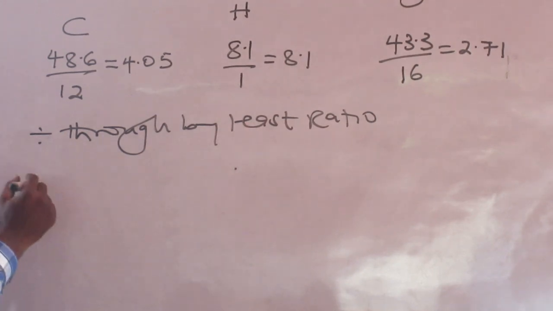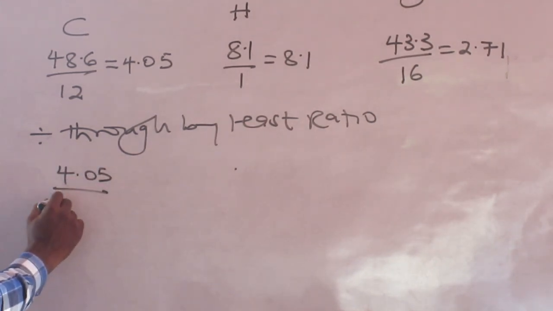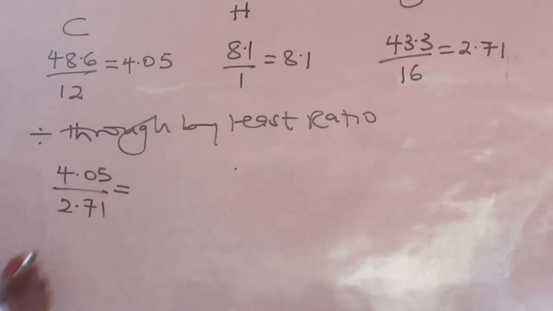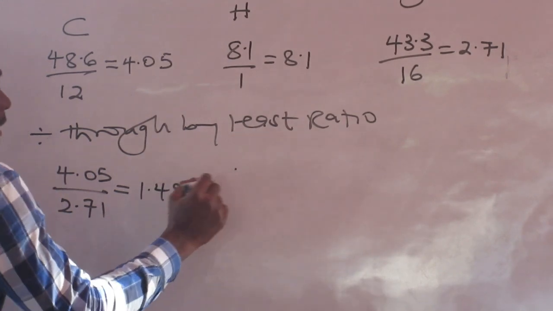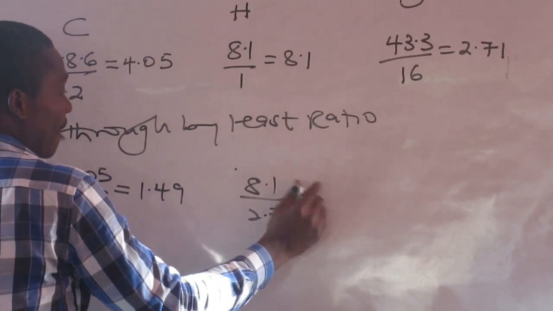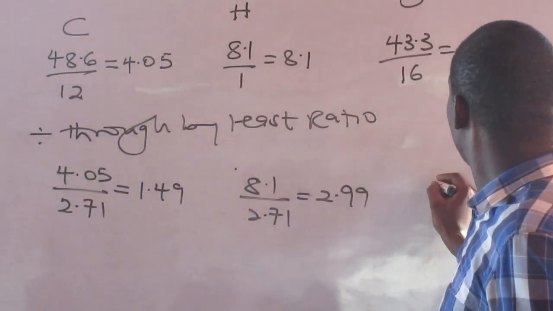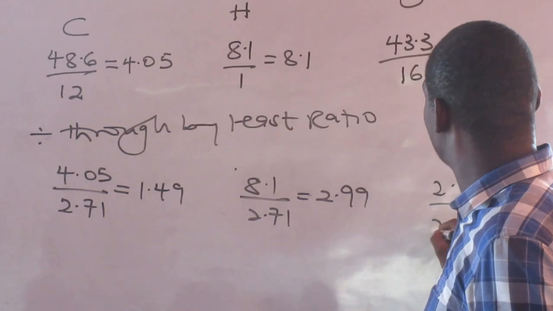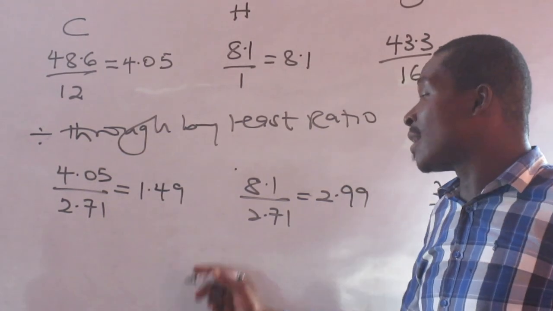Now, what's the least ratio here? 2.7, right? 4.05 over what? 2.71, yes. 1.2. Good. Now 8.1 over 2.71 is 2.99. Now we have 2.71 over 2.71. Now watch here. That's a little temptation here.